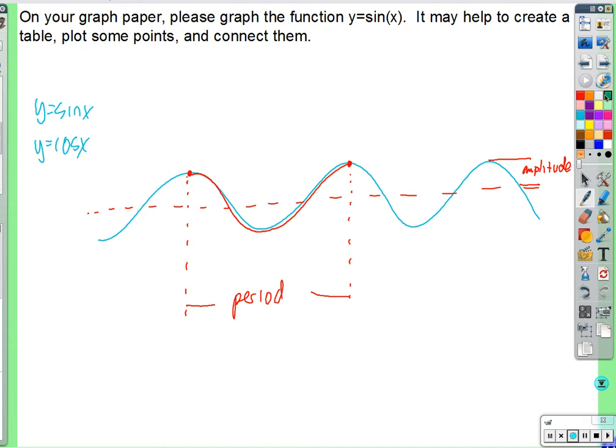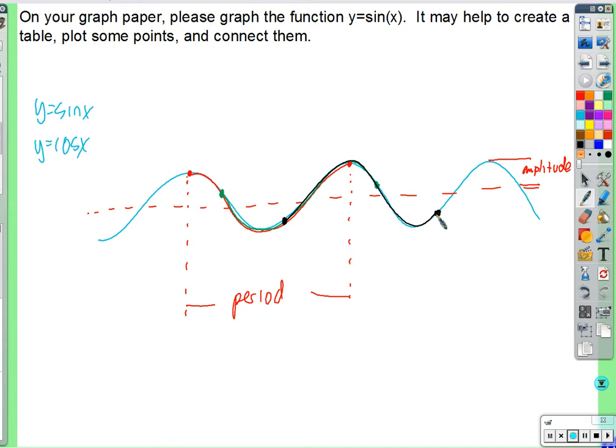It can start here, as long as when I trace it out, I stop at a corresponding point, a point that's this far away from the top. So I go through here, like that, right there. From here to here horizontally is the exact same as from here to here, is the exact same as from here to here. So that width, that distance horizontally, is the period.